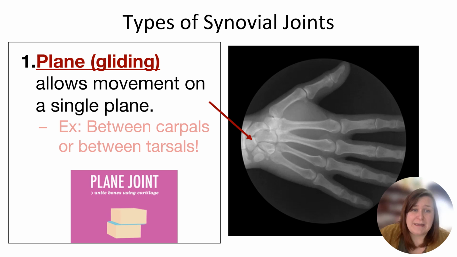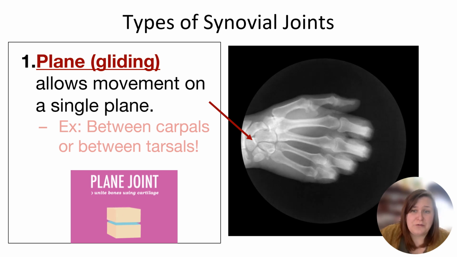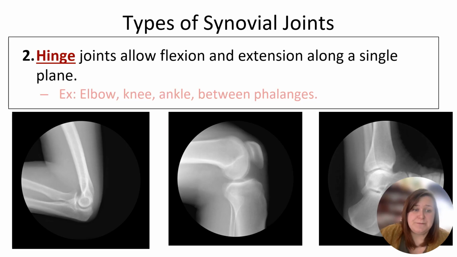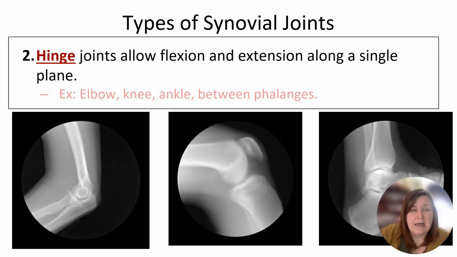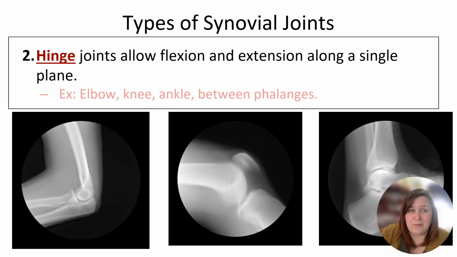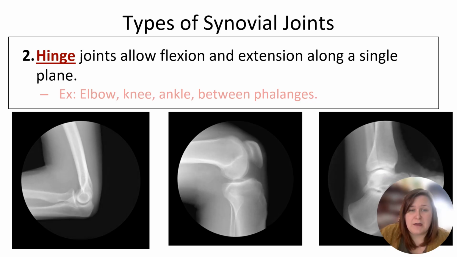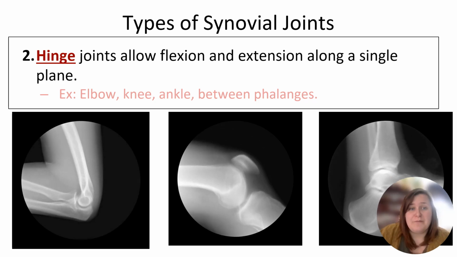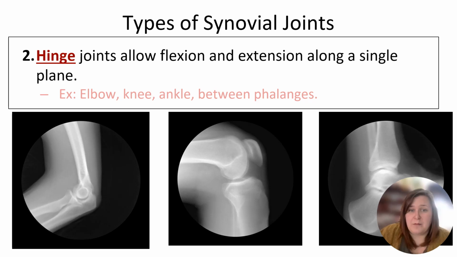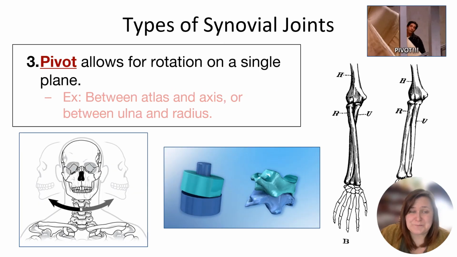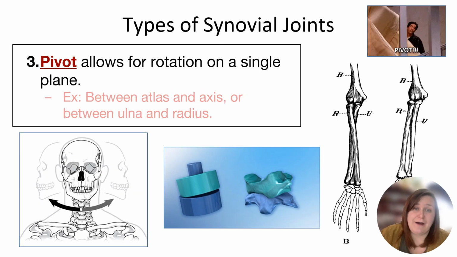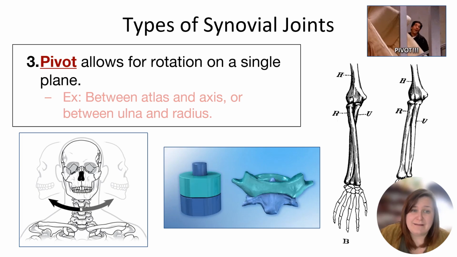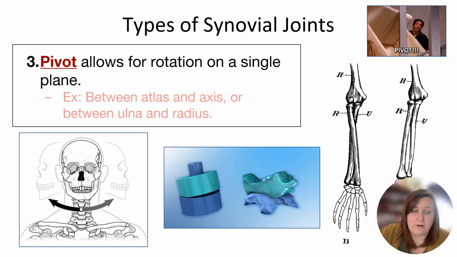So the plane or gliding joint is going to allow movement, but only on a single plane. We see this between carpals or between tarsals. A hinge joint is going to be one you're very familiar with. This is going to allow flexion and extension along a single plane. This is going to be things like our elbow, our knee, our ankle, between our phalanges, things like this. A pivot joint is going to allow for rotation on a single plane. We see this between the axis and atlas, or between our ulna and our radius.